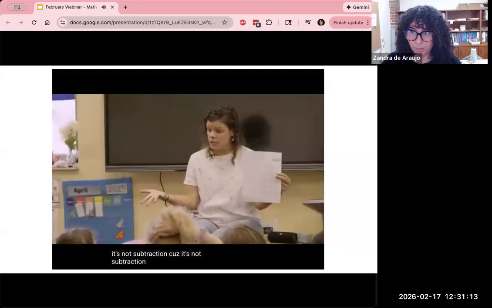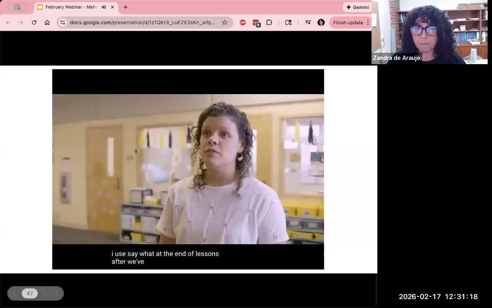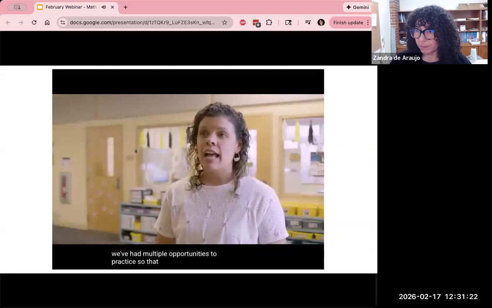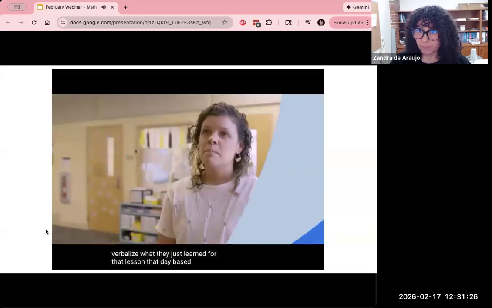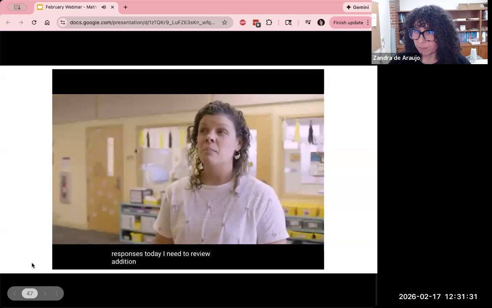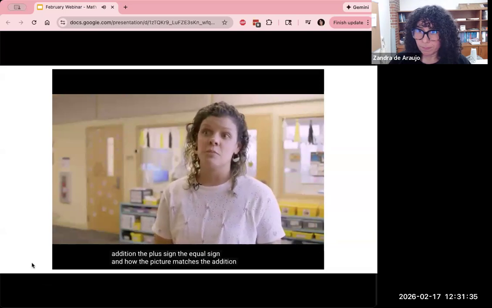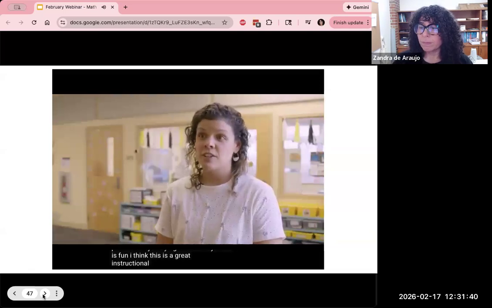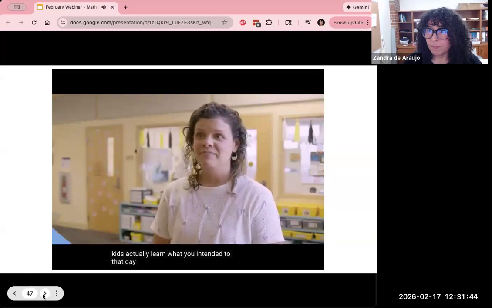Because it's not subtraction. I use Say What at the end of lessons after we've talked about a concept and we've had multiple opportunities to practice, so that I know they can verbalize what they just learned for that lesson that day. Based on these responses today, I need to review addition, the plus sign, the equal sign, and how the picture matches the addition problem they're trying to solve. Say What is fun. I think this is a great instructional practice to make sure your kids actually learn what you intended to that day.